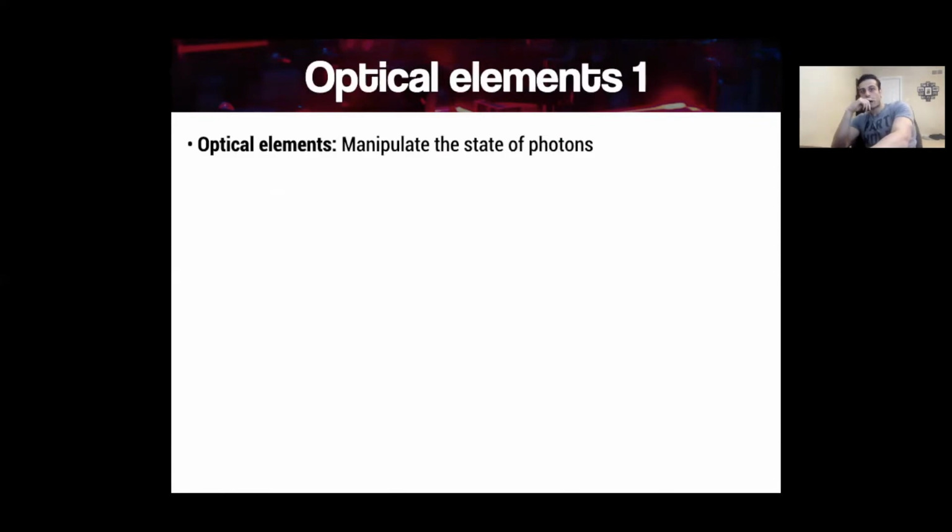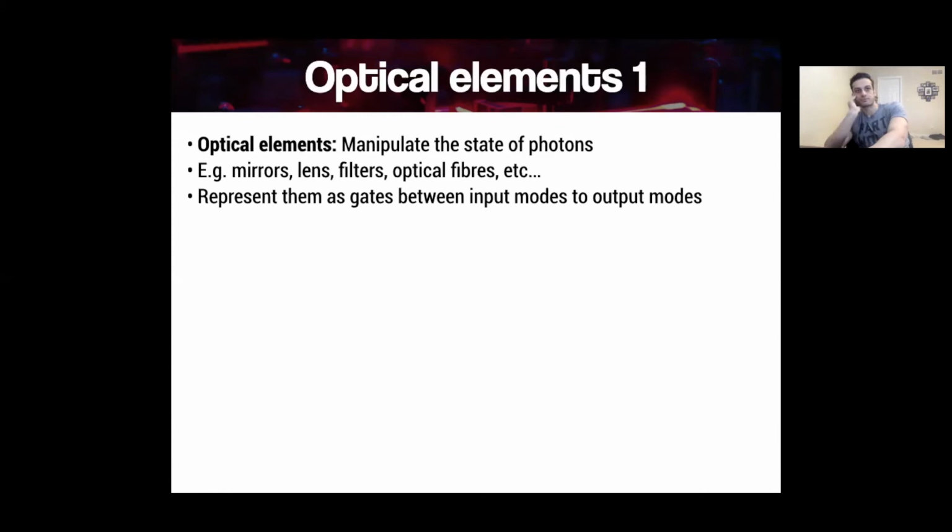Okay, optical elements. So we have our photons. Our photons are described with these Fock states. And now we want to control them in different ways. Optical elements are just anything that manipulates the state of photons. Everyone interacts with them on a day-to-day basis. So there's mirrors, lenses, filters, optical fibers. There are many different ways that you can control the state of a photon.